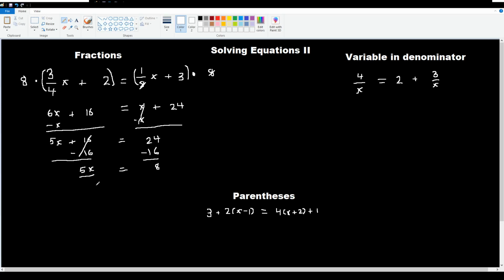So what we're going to do here is isolate the x. So divide by 5 on this side. And what we do to one side, we do to the other. So divide 8 by 5 as well. So the 5's get eliminated.